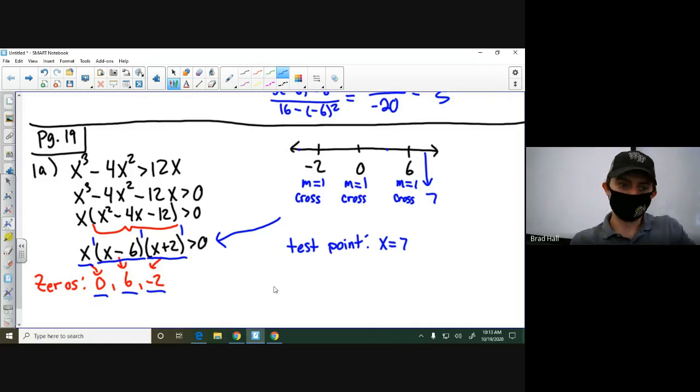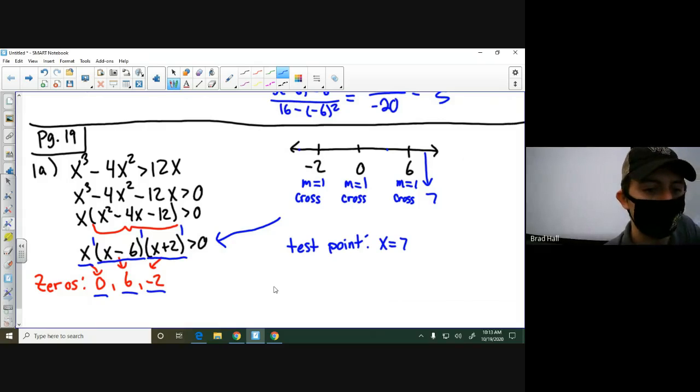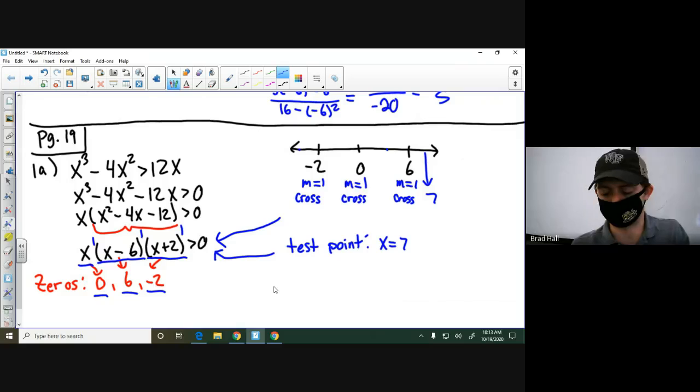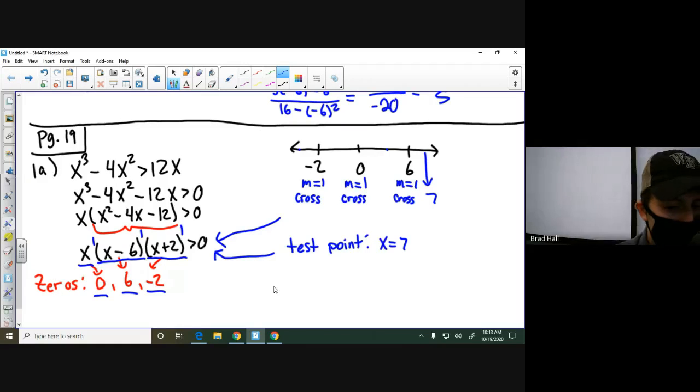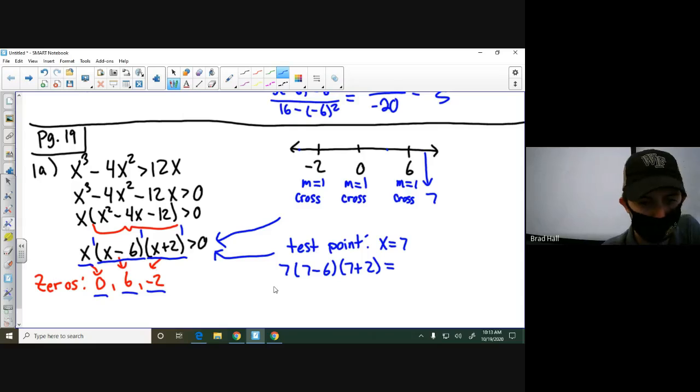we need to plug 7 into the function or into the inequality and see what kind of value we get. So we're going to plug this in. And I'm going to plug this into the most recent, most factored part. That generally tells us the most condensed amount of information. So that's going to be 7, 7 minus 6, 7 plus 2. And if we plug all of that in, this is just 7 times 9, which is 63, which is a positive number. So when we plug in 7, we get a positive number.